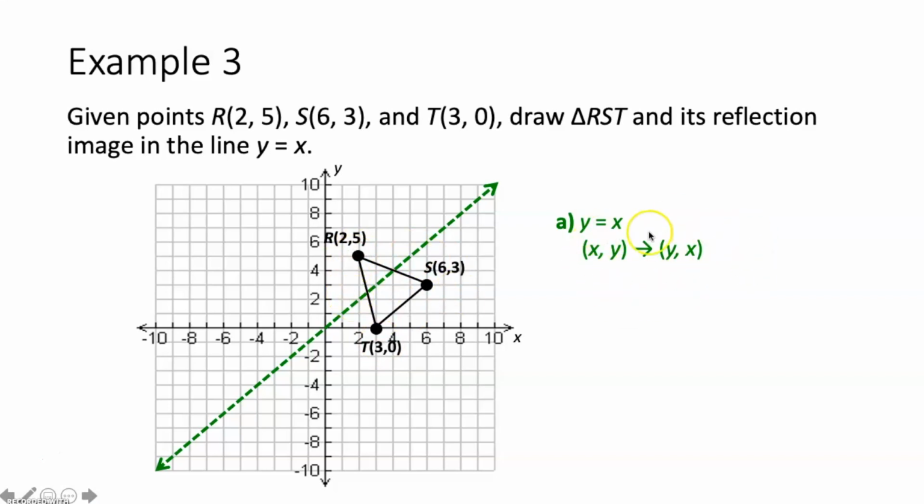You use the exact same cheat code. So instead of our R being at (2, 5), R prime, since when you're reflecting over the line y equals x, you just flip the x and the y coordinates, R prime is going to be at (5, 2). Instead of S being at (6, 3), S prime is going to be at (3, 6). And then T is at (3, 0), so T prime is going to be at (0, 3). We connect our green dots, and you see that after our triangle RST is reflected over the line y equals x, it looks something like this.